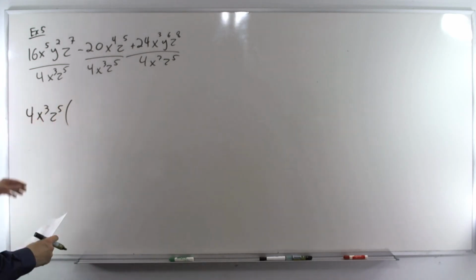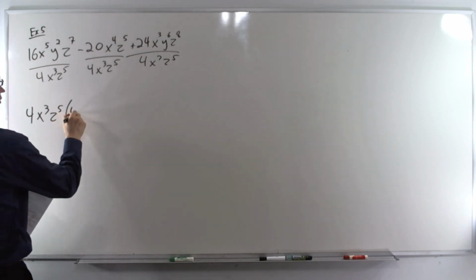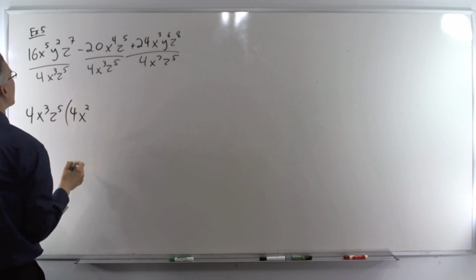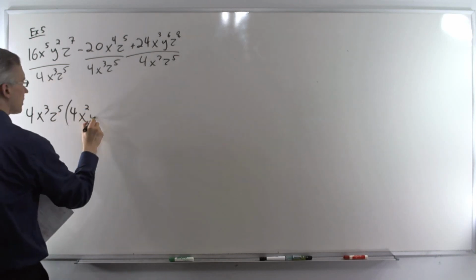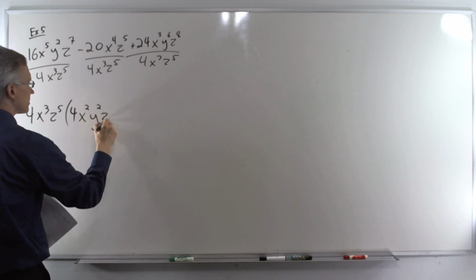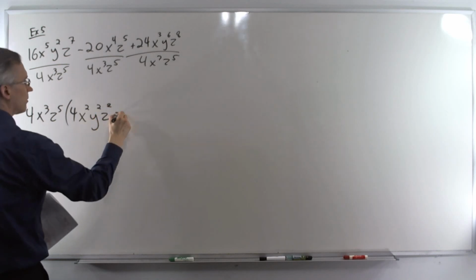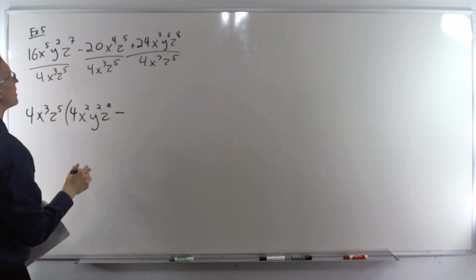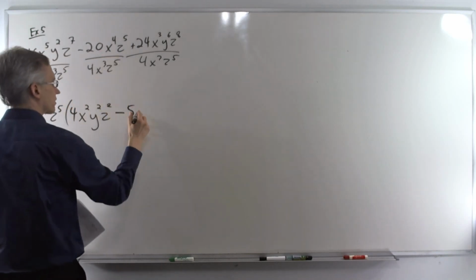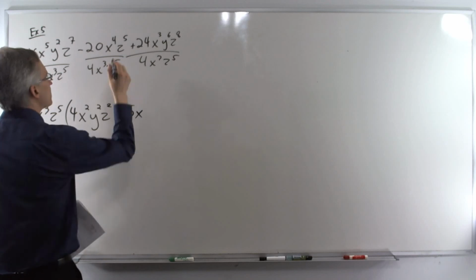And inside the parentheses goes 16 divided by 4 is 4. X to the 5th divided by x to the 3rd, that is x squared. The y's stay, nothing to cancel there. And z to the 7th over z to the 5th, that is z squared. Minus, keep the same signs. 20 divided by 4 is 5. X to the 4th over x to the 3rd is x. And the z's cancel.